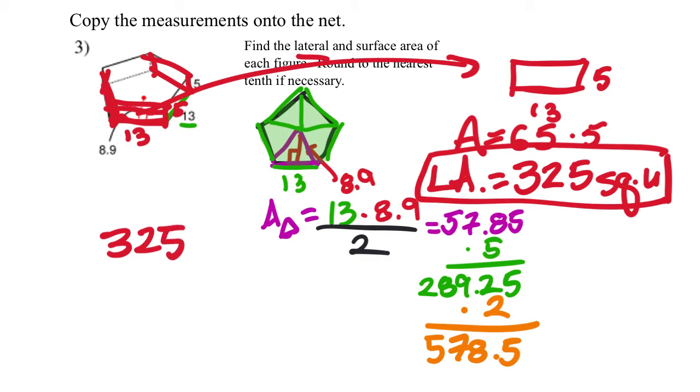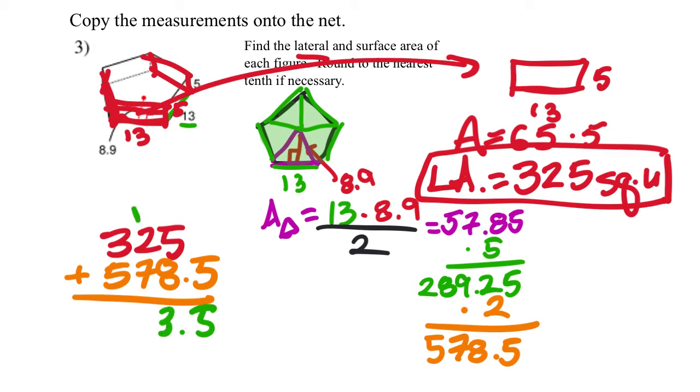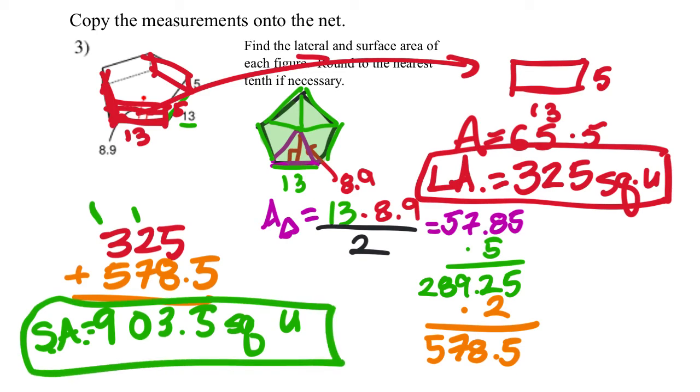But if I want the total surface area, I still need that 325 from the lateral surface area, but I also need the 578.5 square units from the two pentagons. So let's go ahead and add these together. So there's a 5 and 13, carry the 1, 903.5 square units. This was the total surface area. Okay. So, is it possible you could have drawn all 5 rectangles? You could have, but hopefully we understand that once you get one of those rectangles off the lateral faces, there's 5 of them, so you can just multiply by 5 as well.